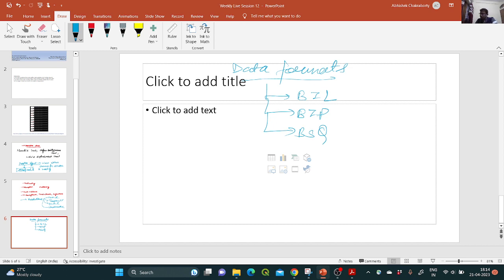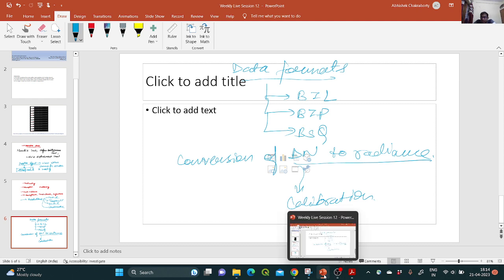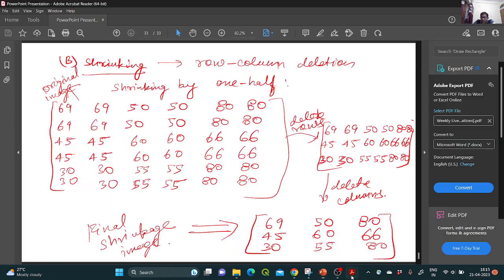Then we moved into conversion of DN to radiance. How do we do that? There is a calibration strategy for that. We understood how that is actually done. So this was the second part of this lecture. Now let's move to something else.